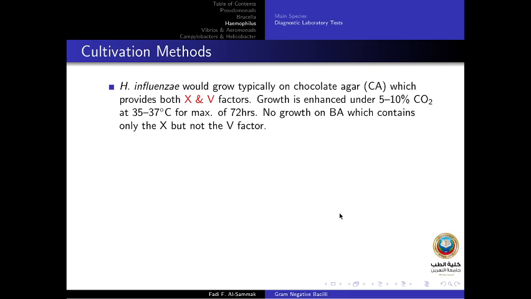And both of these factors can be found in the chocolate agar, not on the blood agar. Because in the blood agar we only have the X but not the V factor. In chocolate, on the other hand, we have both of them. So chocolate is used to grow H. influenzae, and the growth is enhanced under 5 to 10% CO2. And you may still remember we use the CO2 candle jar for that at 35 to 37 degrees centigrade for a maximum of 72 hours, for 3 days.